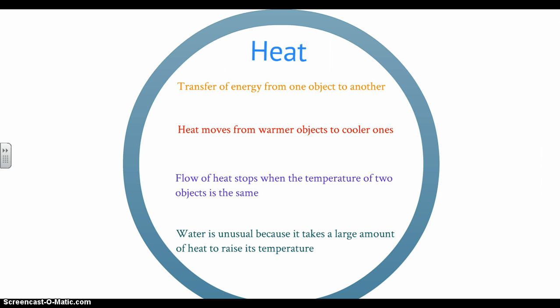Now the flow of heat would stop when the temperature of two objects is the same. So if we go back to the example of holding a glass of hot chocolate, no longer would the heat flow from the hot chocolate into your hands once they became the exact same temperature. So let's say your hot chocolate is 90 degrees. When you grab it, your hands might be warmer than that. And so you're transferring heat from your hands into the hot chocolate.